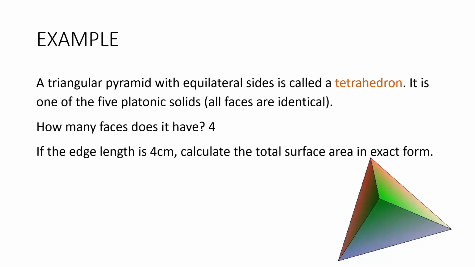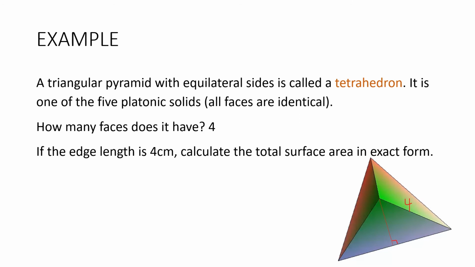If the edge length is 4 centimeters, calculate the total surface area in exact form. So because we've got 4 triangles that are all identical, we just need to work out the area of one of them and then multiply it by 4. So let's have a look at this front face here. We're going to need this height here.